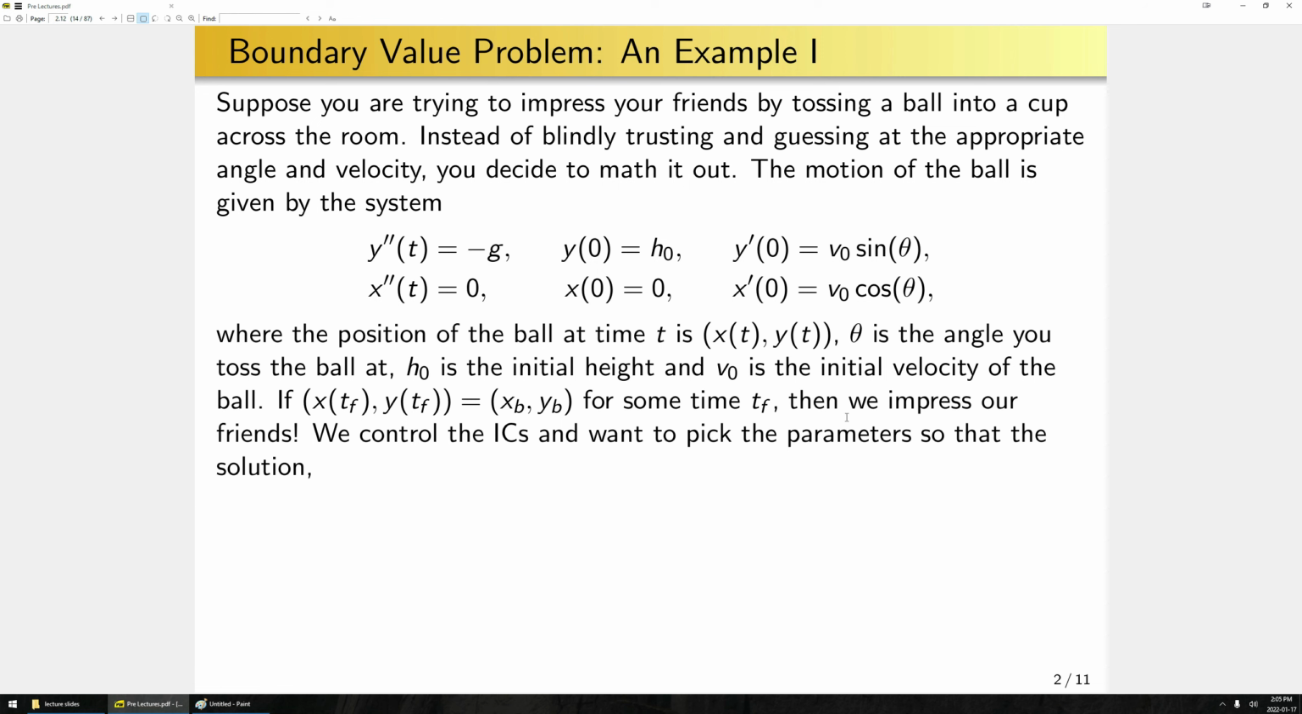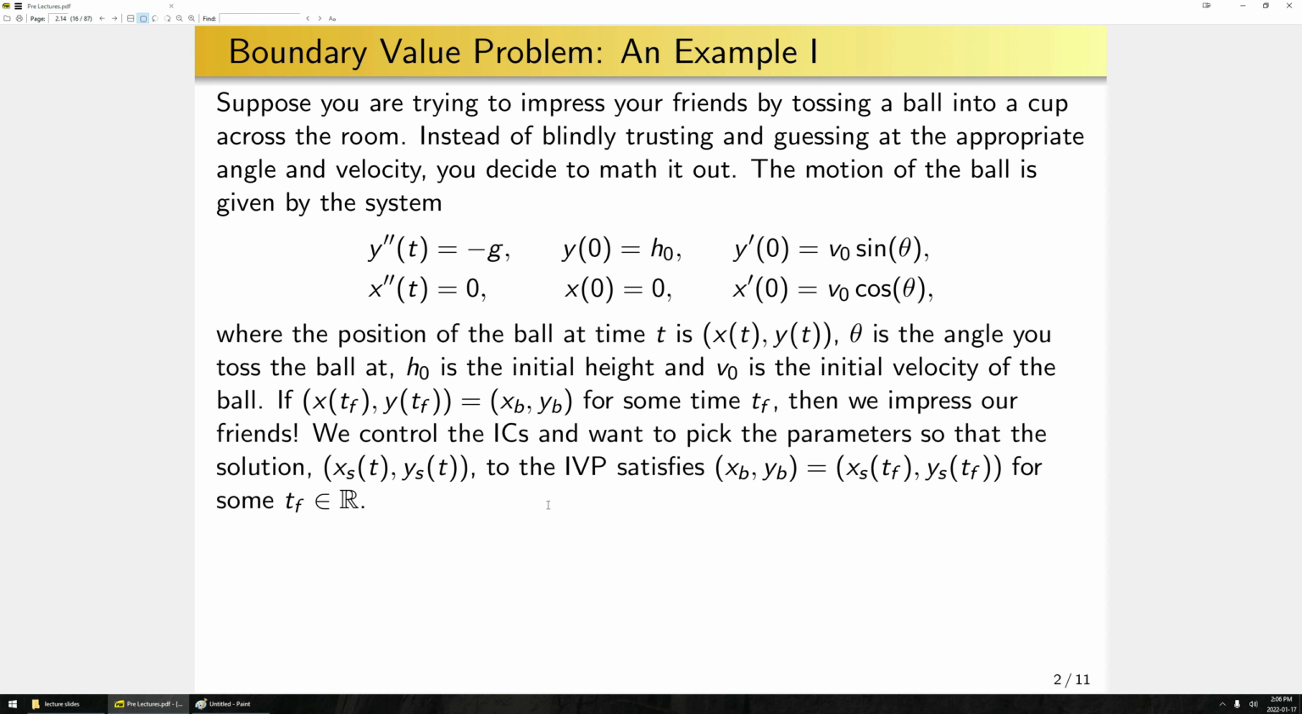And our goal is to pick the parameters such that the solution, namely this thing here, to the initial value problem, well, problems, satisfy this condition here for some TF in R. Okay, so in practice at this point, I could solve these, get some expressions that depend on my initial condition, and then set that expression equal to this single point here, and try to solve for the time upon which I actually hit the basket, and the angle and the velocity.